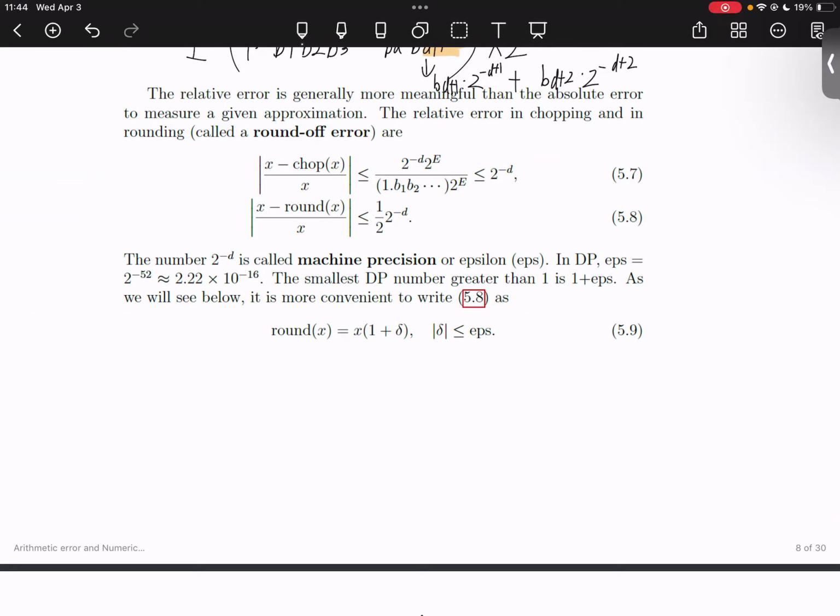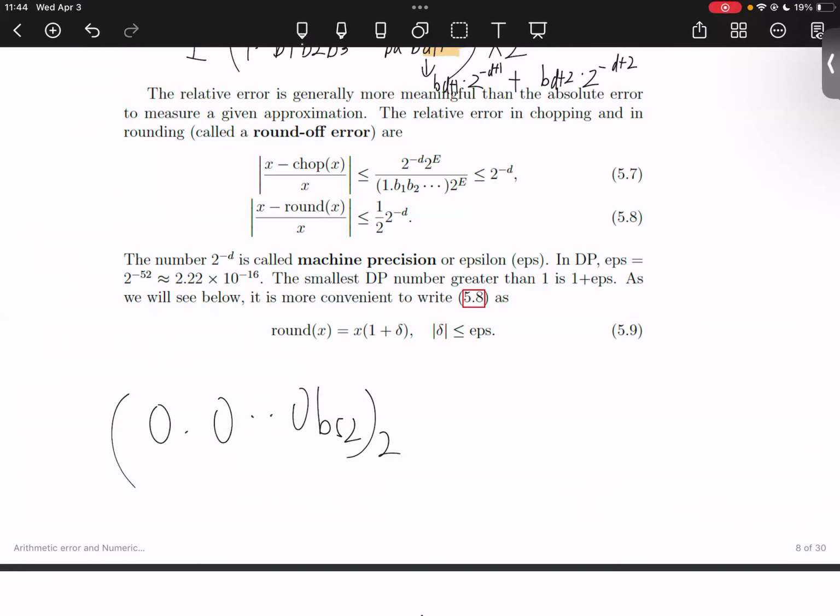Because we have 52 bits to represent the number there, the smallest number we can represent with that significand should be 2 to the negative 52. I mean the binary 0 0 and then all the 0s here, and then the 52 bits here, and this number is equal to this number. So this is the machine precision for double precision.